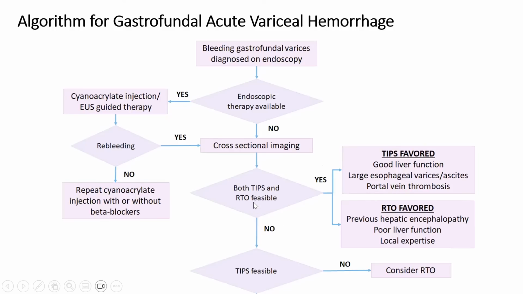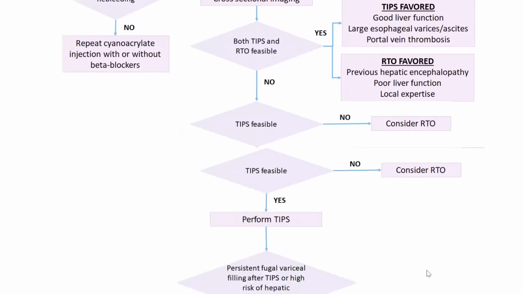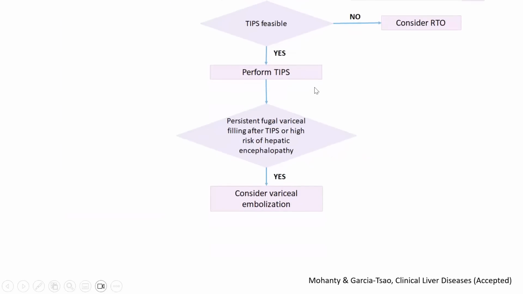Now, let's say both TIPS and RTO are not feasible, but TIPS is not feasible, only RTO is feasible. You'll do an RTO. And if TIPS is feasible, you will perform TIPS. And if there's persistent gastrofundal variceal filling after TIPS, or if you have a high risk of encephalopathy, you will go on to embolize those varices. And that is the best I could summarize this complex management of gastrofundal varices.